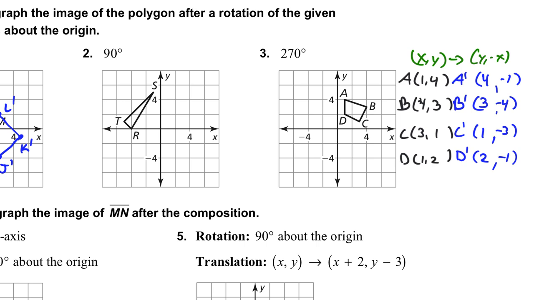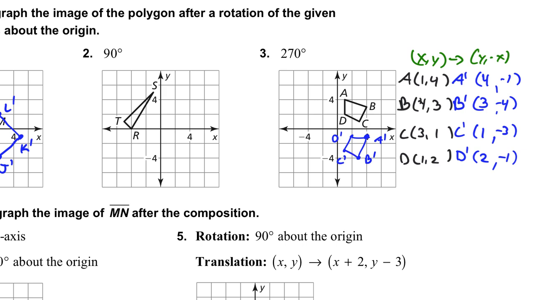Now I'm going to go ahead and graph these. 4, negative 1. There's my A prime. Then 3, negative 4. There's my B prime. 1, negative 3 is my C prime. And then 2, negative 1. There's my D prime. And there's my lovely quadrilateral.